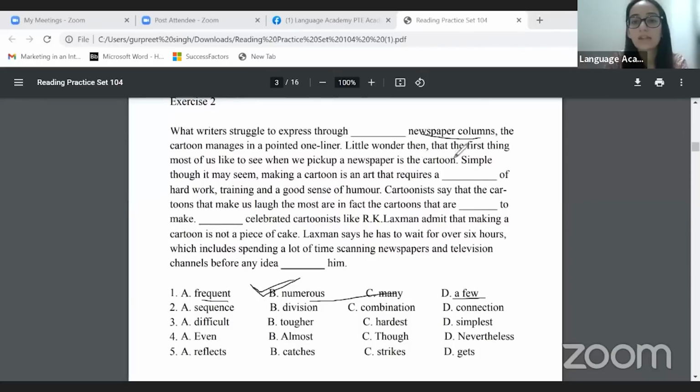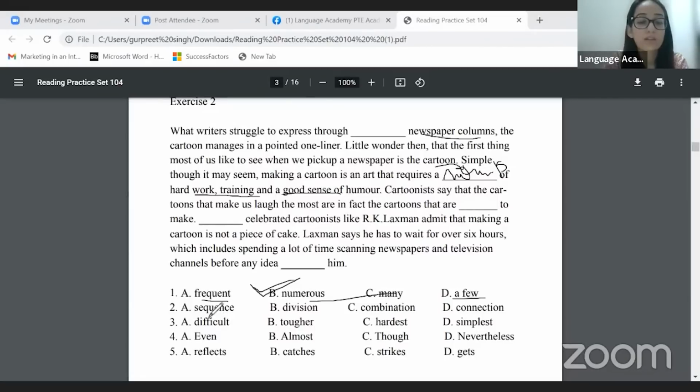Little wonder then that the first thing most of us like to see when we pick up a newspaper is the cartoon. Simple though it may seem, making a cartoon is an art that requires a dash of hard work, training, and good sense of humor. So after "a" comes a noun, that is our analysis. And it should obviously be a singular noun. A dash of hard work, training, and good sense of humor. So a dash of three things.